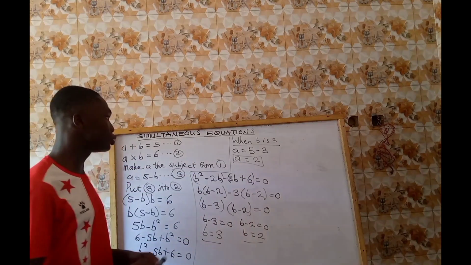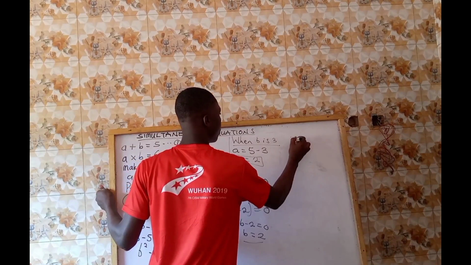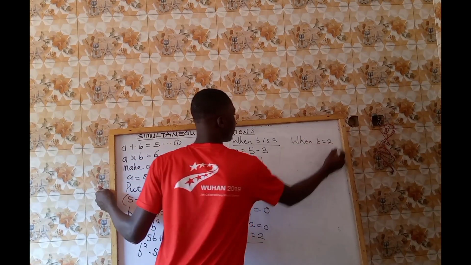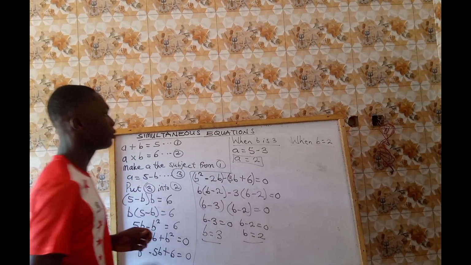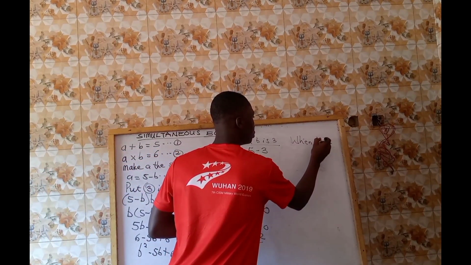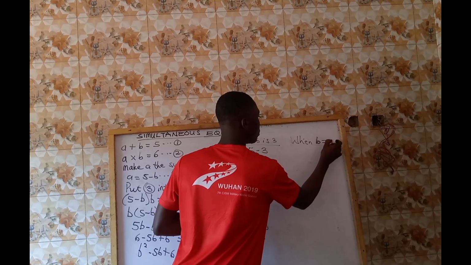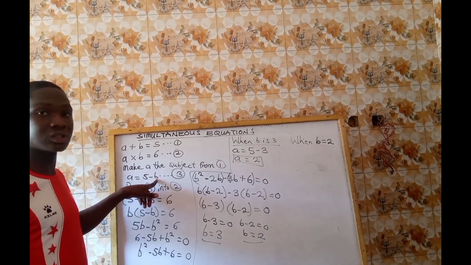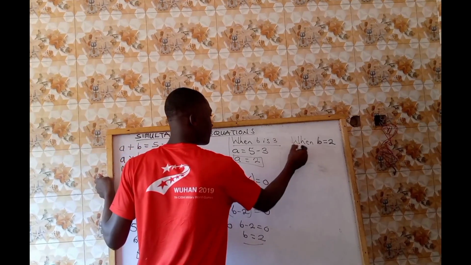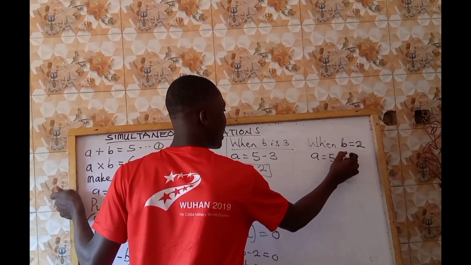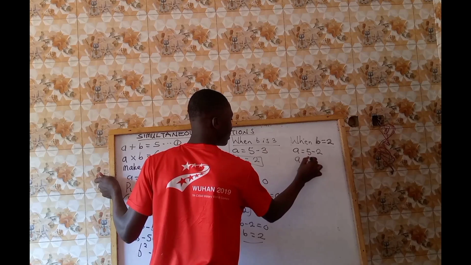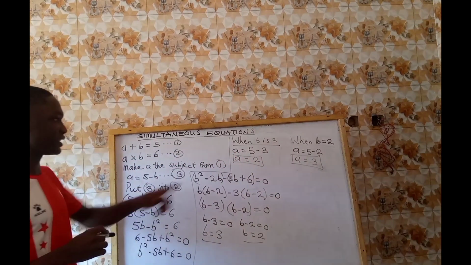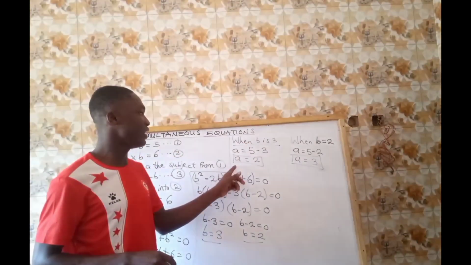Now when b is 2, let's find the value of a. So when b is equal to 2, from equation 3, we have a is equal to 5 minus 2 because b is 2. So a is equal to 5 minus 2. Now you have a is equal to 3. So when b is 2, the value of a is 3. And when b is 3, the value of a is 2.